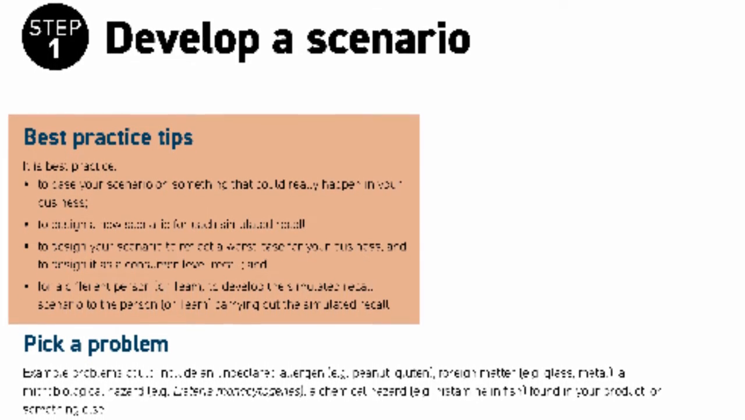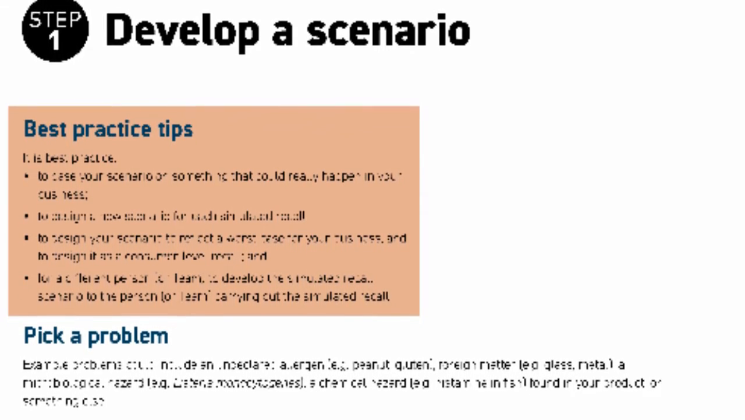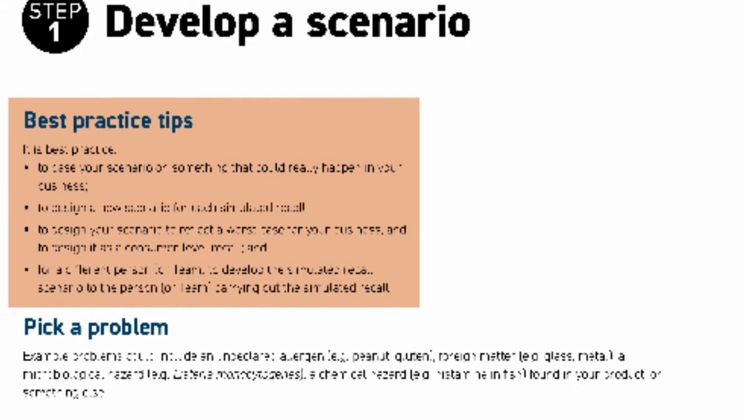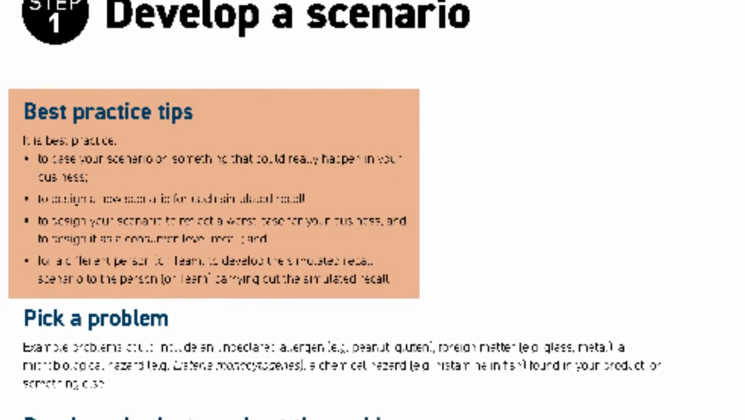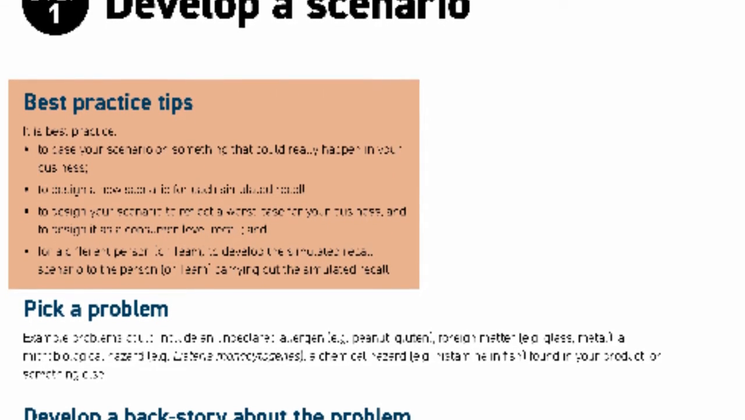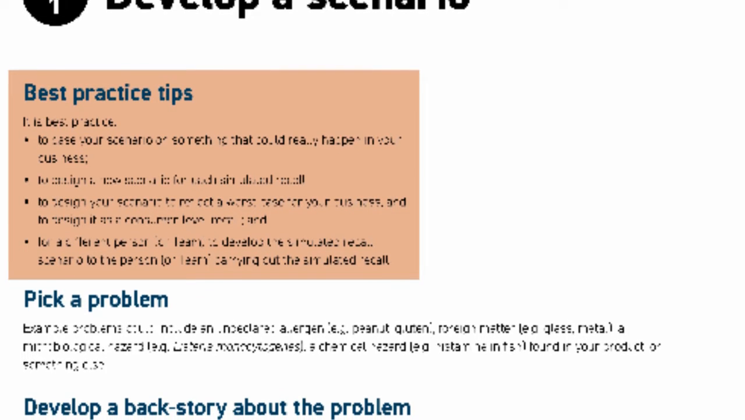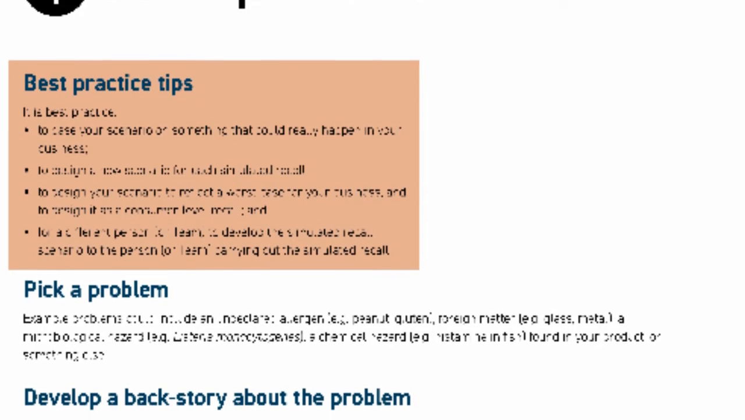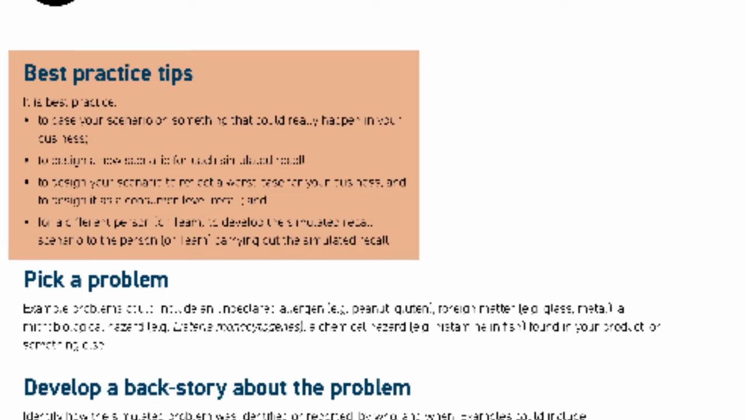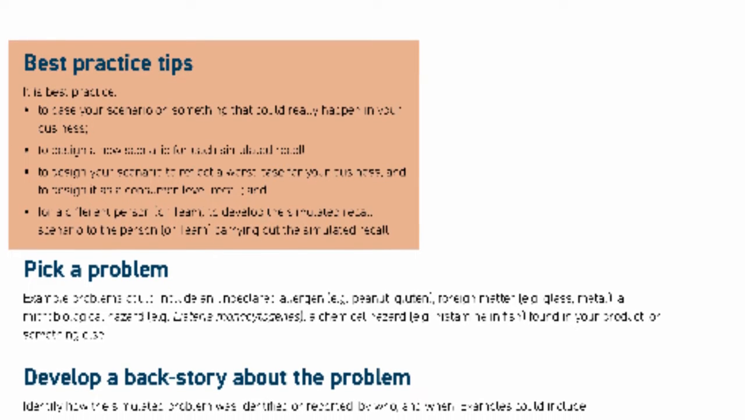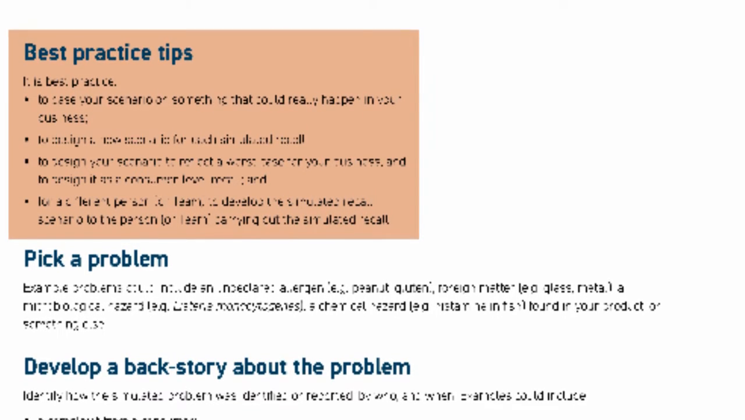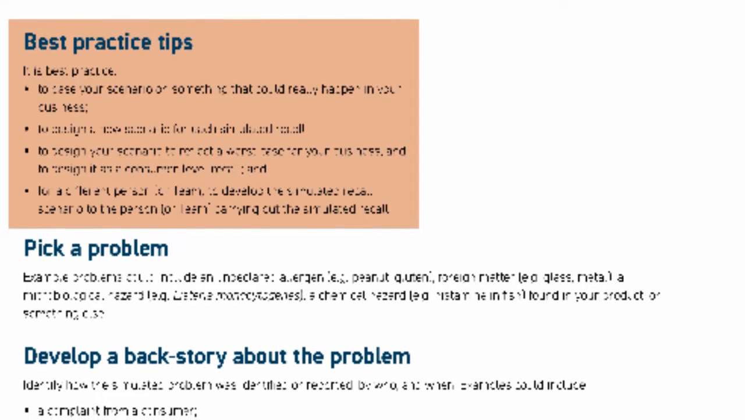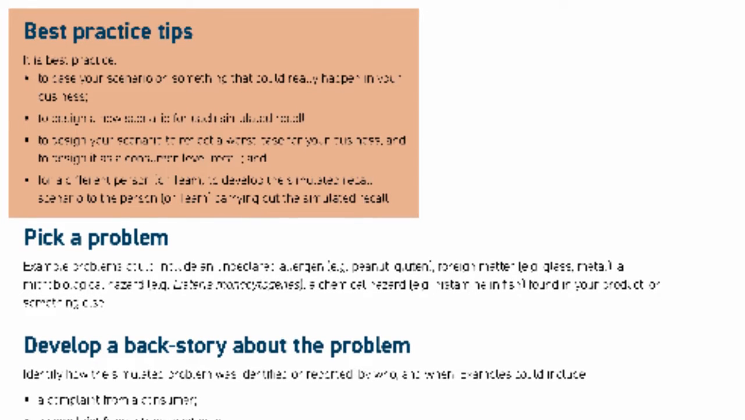Pick a problem. Example problems could include an undeclared allergen, for example, peanut, gluten. Foreign matter such as glass, metal. A microbiological hazard, for example, Listeria monocytogenes. A chemical hazard, for example, histamine in fish found in your product, or something else.